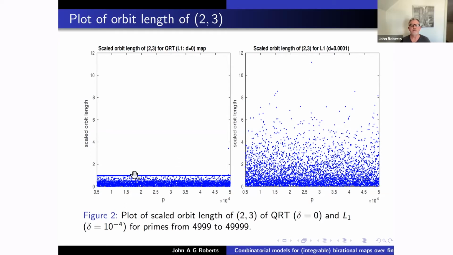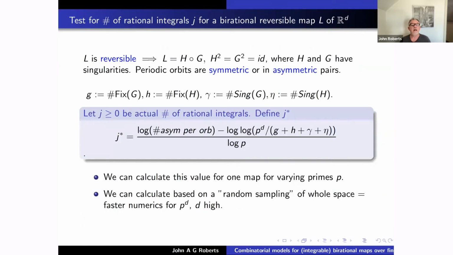And so this is again a very startling picture that shows the scaled length of a particular orbit. You choose an initial point, you take its orbit mod p, and you scale it by this Hasse–Weil bound, and you see that you come in under 1 for the genuinely integrable map, and you're all over the place, well above 1, for the one that is not. Okay, and this just illustrates the point that close to integrable over a finite field doesn't mean anything. You're either on the money or you're not there at all.